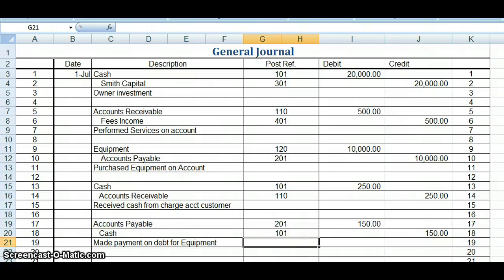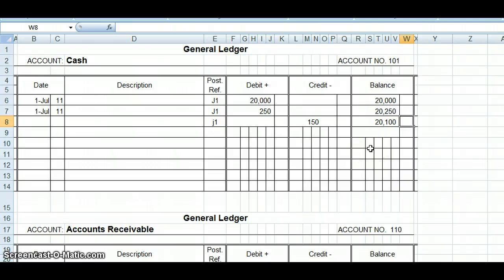And I hope that this has helped you to understand how to use the posting reference column and how to use the balance column in the ledger, and that you have some understanding. If you have any questions, please don't hesitate to contact me. You can send me an email or you can call me. Thank you so much, and I hope you've enjoyed this screencast.